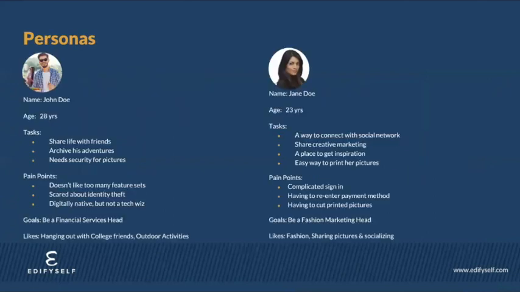The next step is creating personas. We create two different people. First is a male user called John Doe, middle-aged, 28 years. He likes to share his life with friends through this app. He archives all his adventures, and what he wants is a feeling of security for his pictures. He doesn't want them to be publicly available. He doesn't want anyone that he doesn't want to be able to look at his pictures.